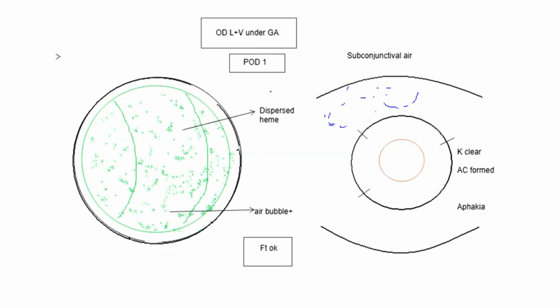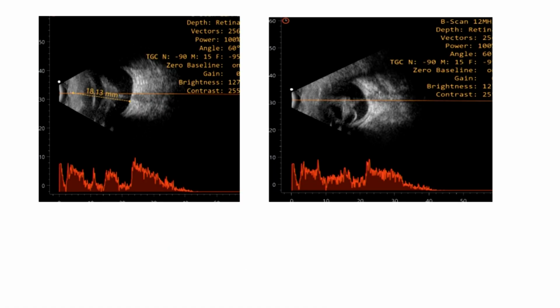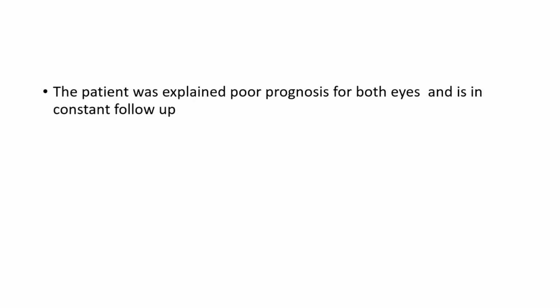So after lensectomy and vitrectomy in the right eye on post-operative day 1, the patient developed dispersed heme. So again, an ultrasound was repeated. Now the ultrasound showed a narrow funnel RD, and the troughs which were seen previously, they decreased. So the patient was explained poor prognosis for both the eyes. So it should be the parent. Patient is too young to understand. Yes, sir. The parents were explained the poor prognosis for both the eyes, and the child is still in constant follow-up.